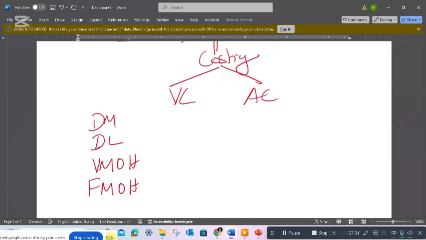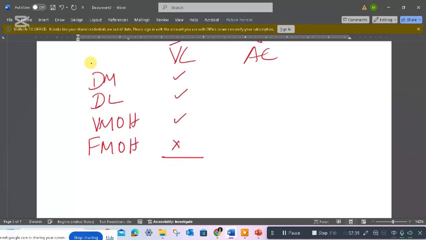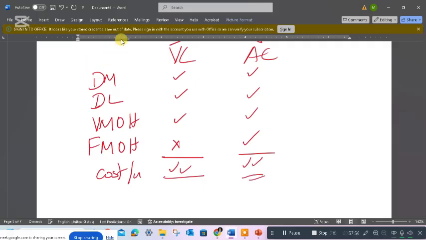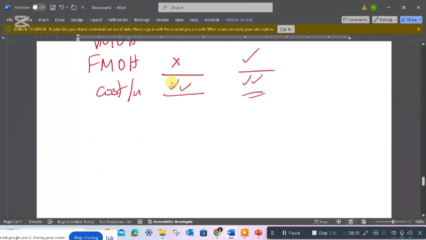What variable costing says: include these items, don't include fixed manufacturing overhead when you are finding cost per unit. Absorption costing says no, include all of them. This is the main difference in valuing the products, in costing the products. Fixed manufacturing overhead is not included in variable costing. It is included in absorption costing. So look at this statement.